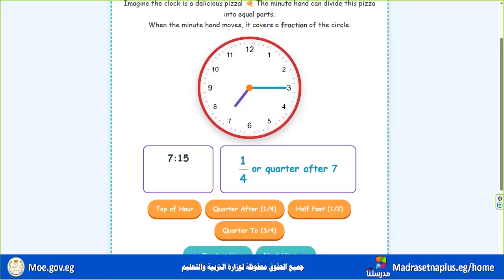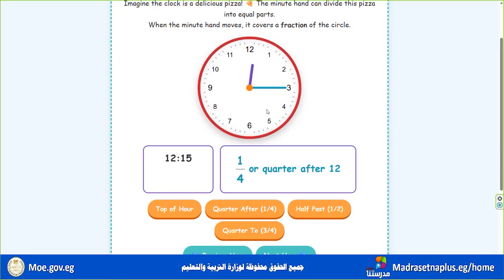Let's increase a number again. Now the time is fourth after 8. In the same way, you can increase hours. Fourth after 9. Fourth after 10. Fourth after 11. Quarter past 12. So we increase the clock by quarters or fourths.